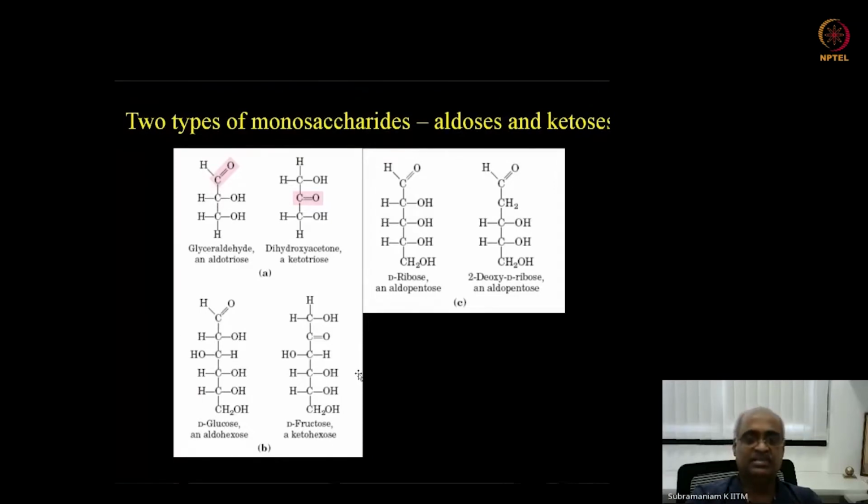So this is the 5-membered aldo sugar, aldopentose, then you have ribose without the hydroxyl group, deoxyribose. This is in RNA, this is in DNA.